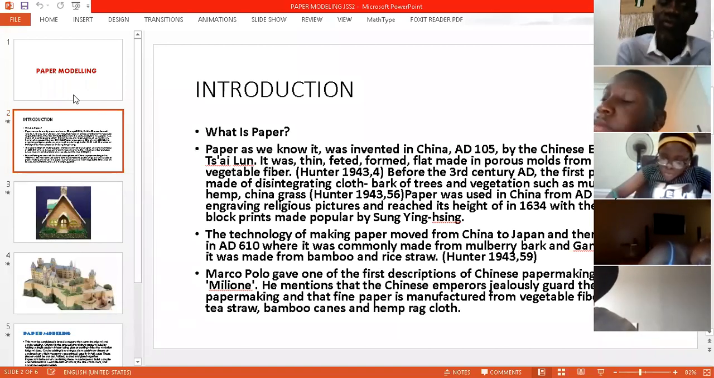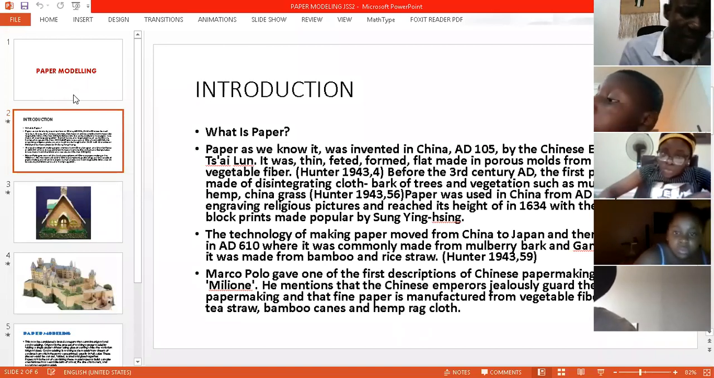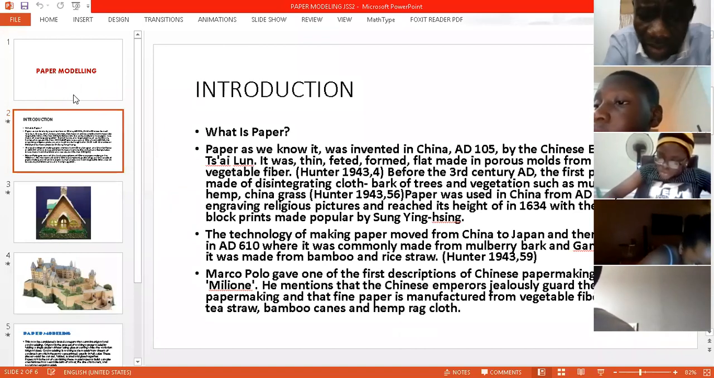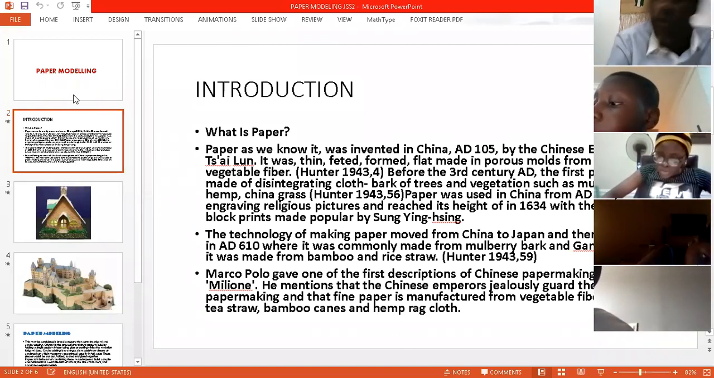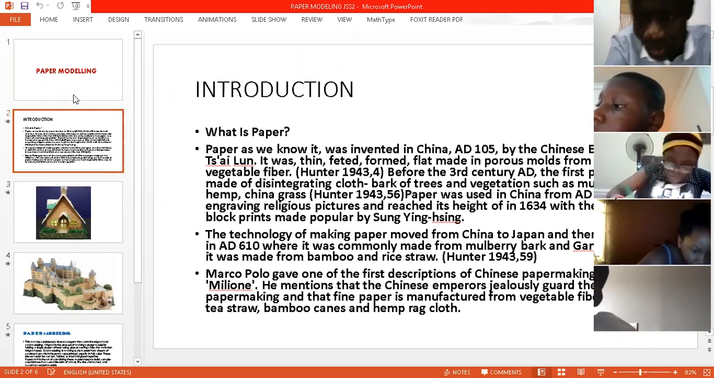I will show you samples of the modeling and how we can do that. Now, as we are saying, in terms of paper modeling, before we can go into paper modeling, we have to understand what paper itself is. We have to know what paper is. And that is what you have discovered.